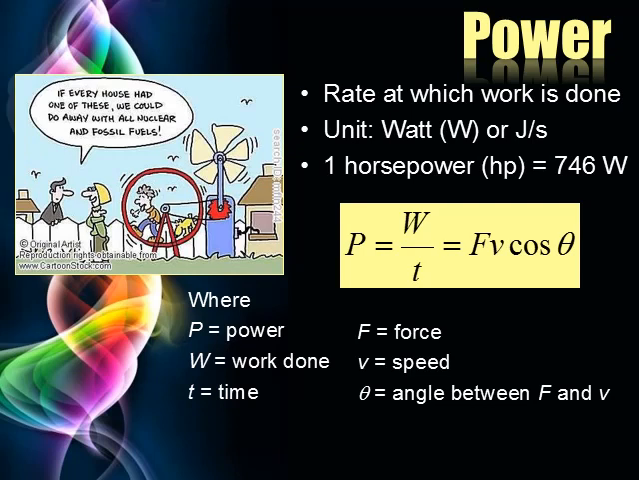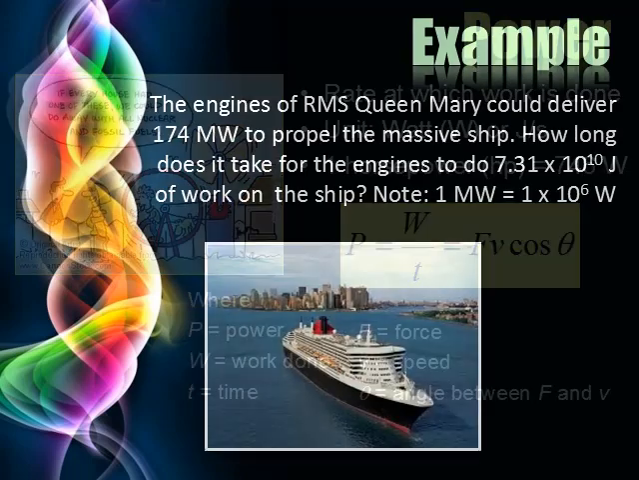Okay, so this time, let's have power. Power is the rate at which work is done, so the unit is watt or joule per second. 1 horsepower is equivalent to 746 watts. We have the formula that power is equal to work over time, which is also F d cosine theta over time. Sometimes we also use this when we are given the speed. So, P is for power, W is for work done, t is for time. You have F for the force, v is the speed, and then cosine theta, where theta is the angle between the force and the velocity.